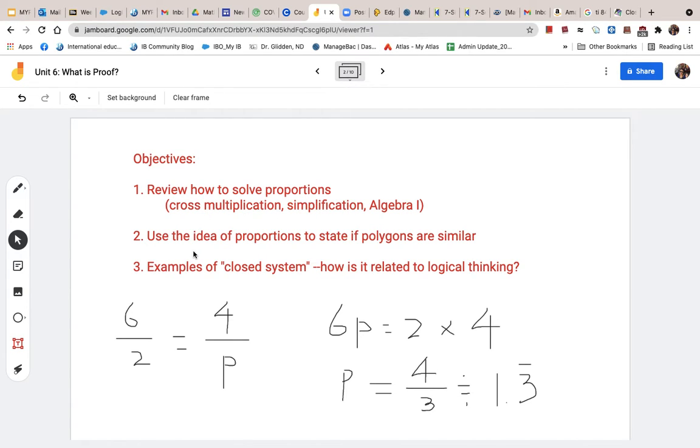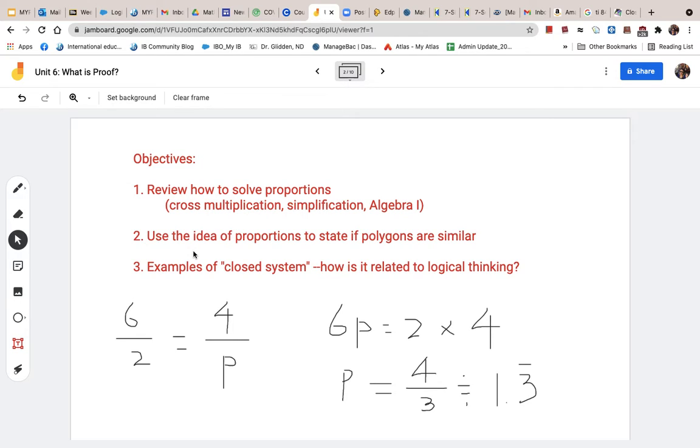The second one is we're going to use the idea of proportions to state if polygons (多边形) are similar. 多边形是否相似? Again, we'll be taking a look at some examples. And then finally, we'll be talking about some examples of closed system in mathematics.